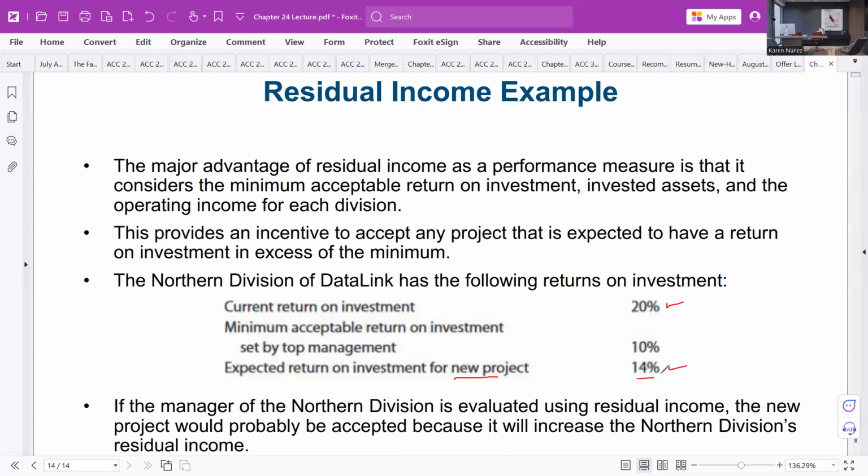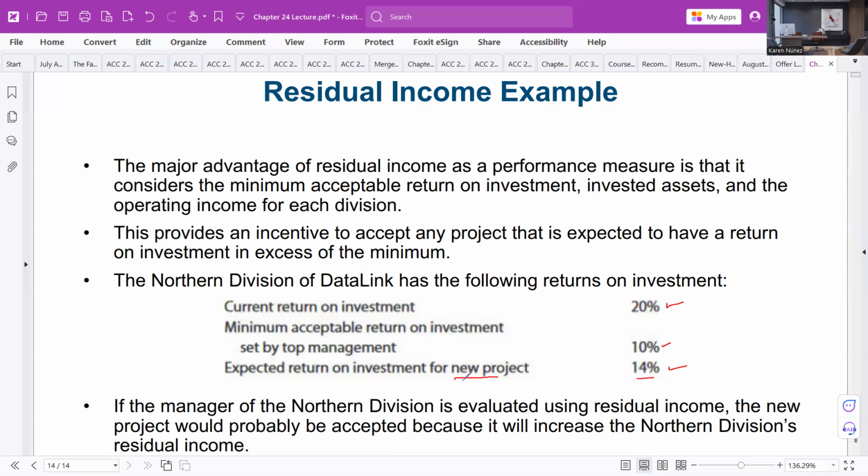So they might hesitate to invest in this project, even though it exceeds the company's minimum return. The company has a minimum return of 10%, which means anything over 10% is a good project. Anything over 10% is going to contribute residual income. But if you just measure using return on investment, you have a manager that might say no because 14% is less than 20%. But if you're also measuring that manager's performance based on the residual income measure, they might be more inclined to accept it because it exceeds the minimum acceptable return. So if you have a compensation package that's based on both ROI and residual income, then you might have a manager that's more likely to accept projects that exceed the minimum required return, even if they're less than the current return on investment.